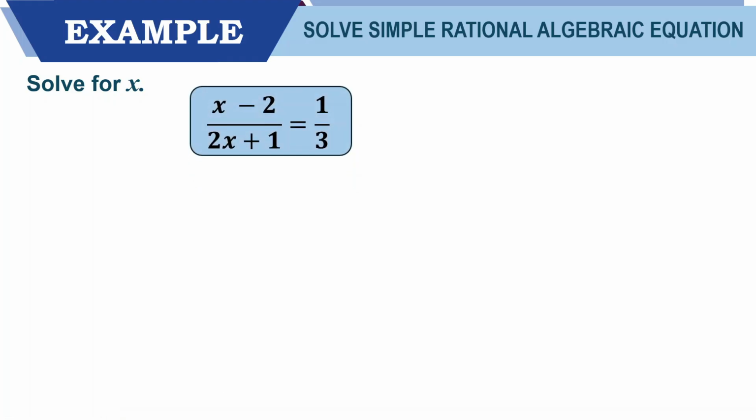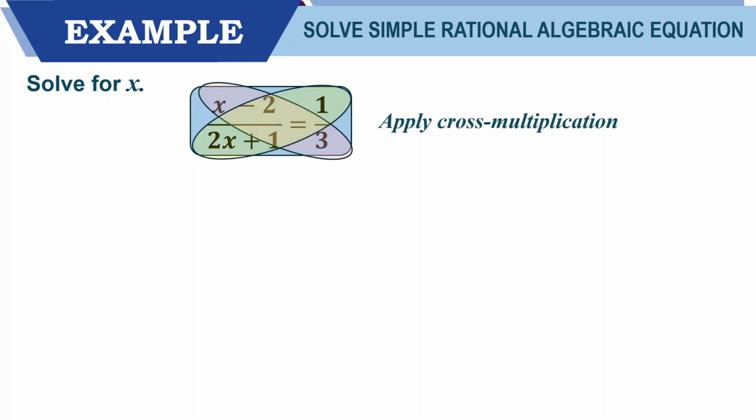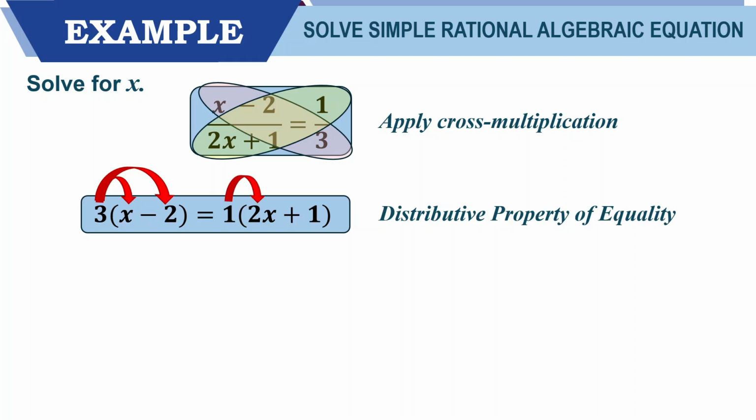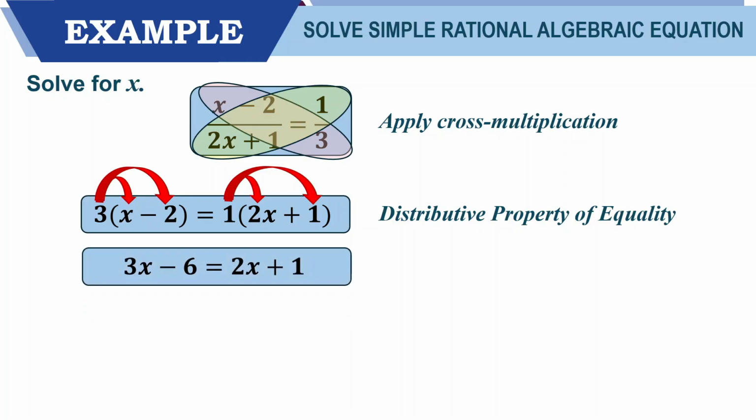Now let's have another example. Let's have (x minus 2) over (2x plus 1) equals 1 over 3. Let's apply the cross multiplication. 3 times (x minus 2) equals 1 times (2x plus 1). Now let's apply the distributive property of equality. 3 times x equals 3x. 3 times negative 2 equals negative 6. 1 times 2x equals 2x. And 1 times 1 equals 1. Thus, we will have 3x minus 6 equals 2x plus 1.